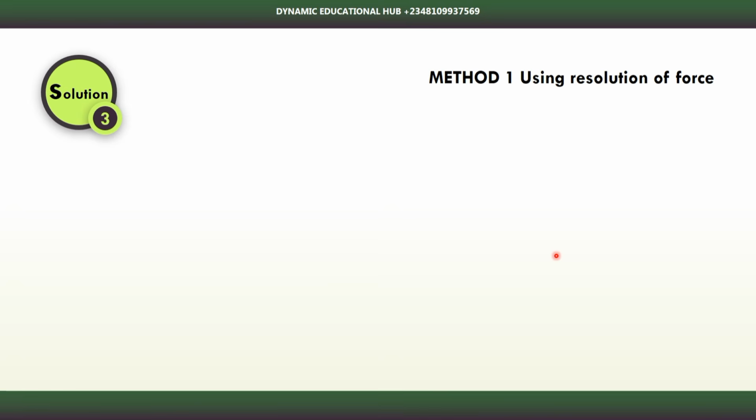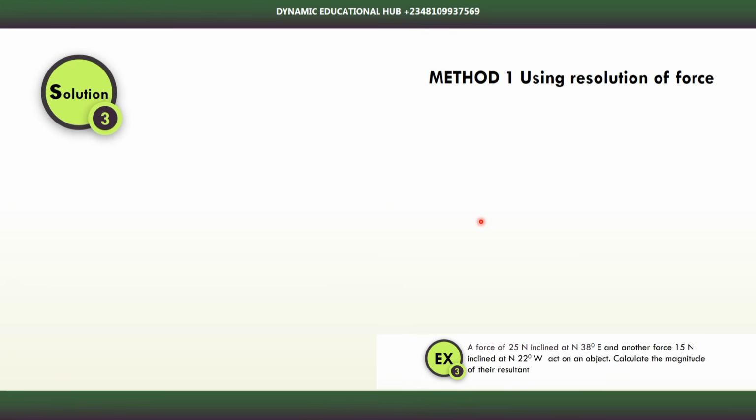To apply it, we need to have a diagram. That is why we are going to draw the free body diagram for this question. Let's interpret our question. The first thing is to draw 4 cardinal points. Why are we drawing 4 cardinal points? This looks like bearing. This is just like a bearing question in mathematics. So let's have our 4 cardinal points: north, south, east and west.